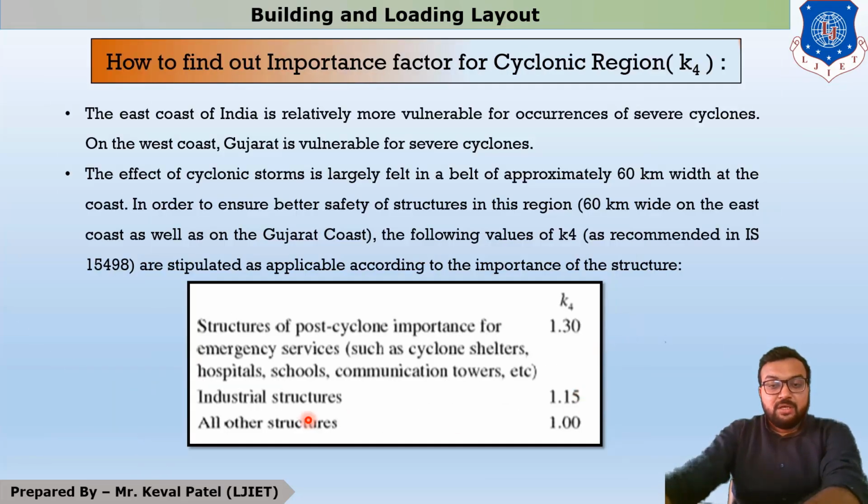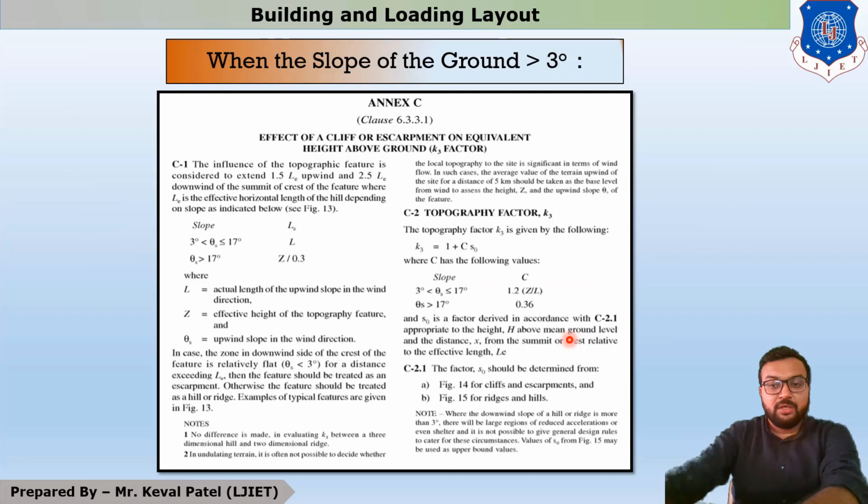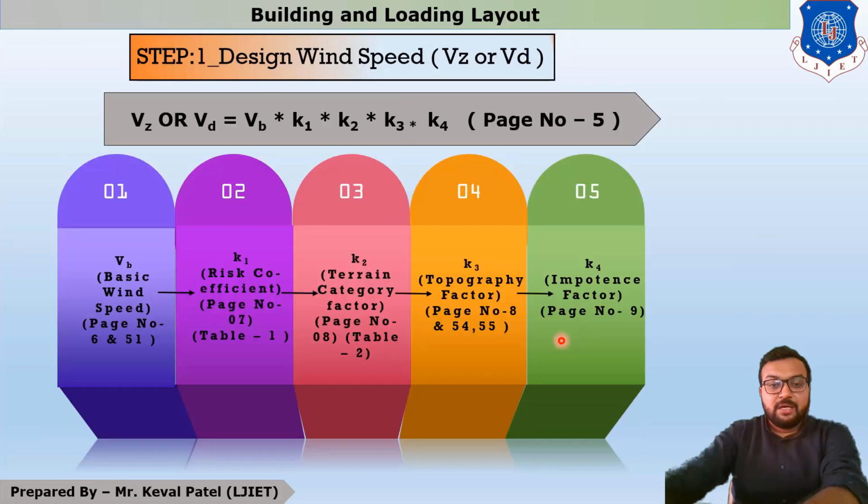So generally our value of K4 is taken as 1. On seashore where the cyclone is continuously over there, then we have to take the value of K4 as 1.30. So students, after finding out the values of VB, K1, K2, K3 and K4, after finding out all these unknowns, we have to find out our first step, which is VZ or VD.